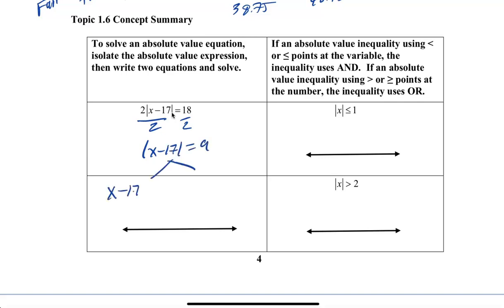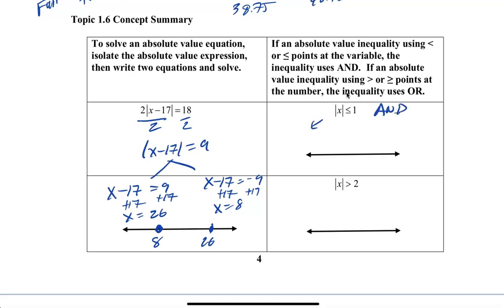x minus 17 is equal to 9. x minus 17 is equal to negative 9. Plus 17 on both sides, you get x equals 26. Plus 17 on both sides, you get x equals 8. So in this case, you get 2 points, 8 and 26. Those are your solutions when you solve an absolute value equation. Two solutions. When you're solving an inequality, right, less than is an and statement.